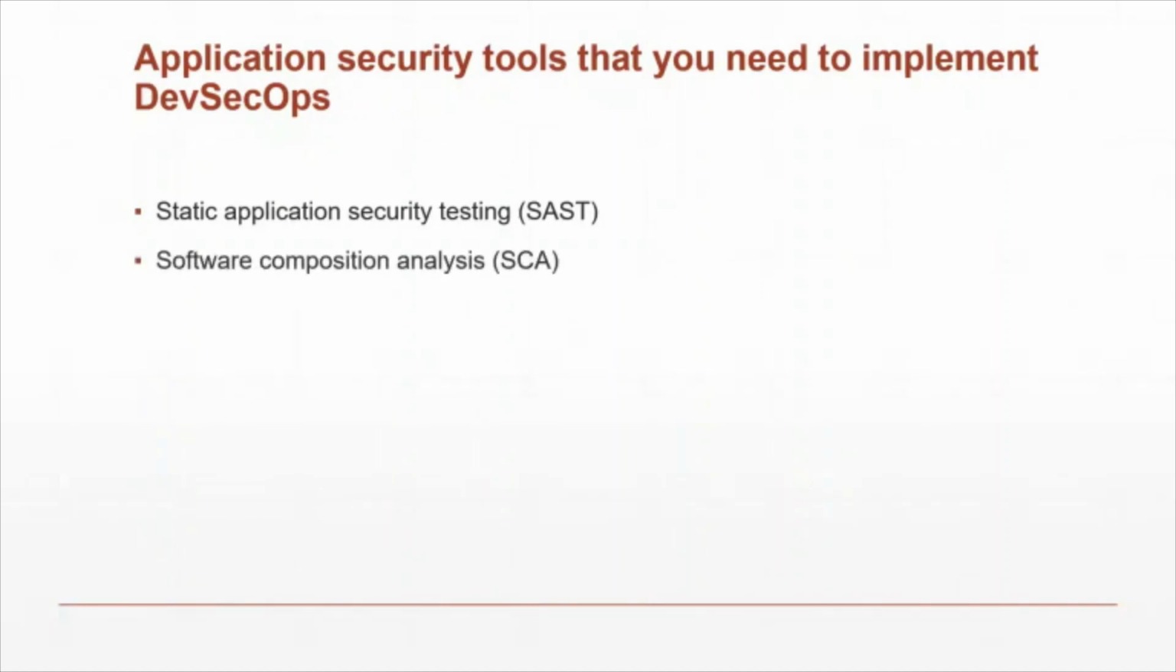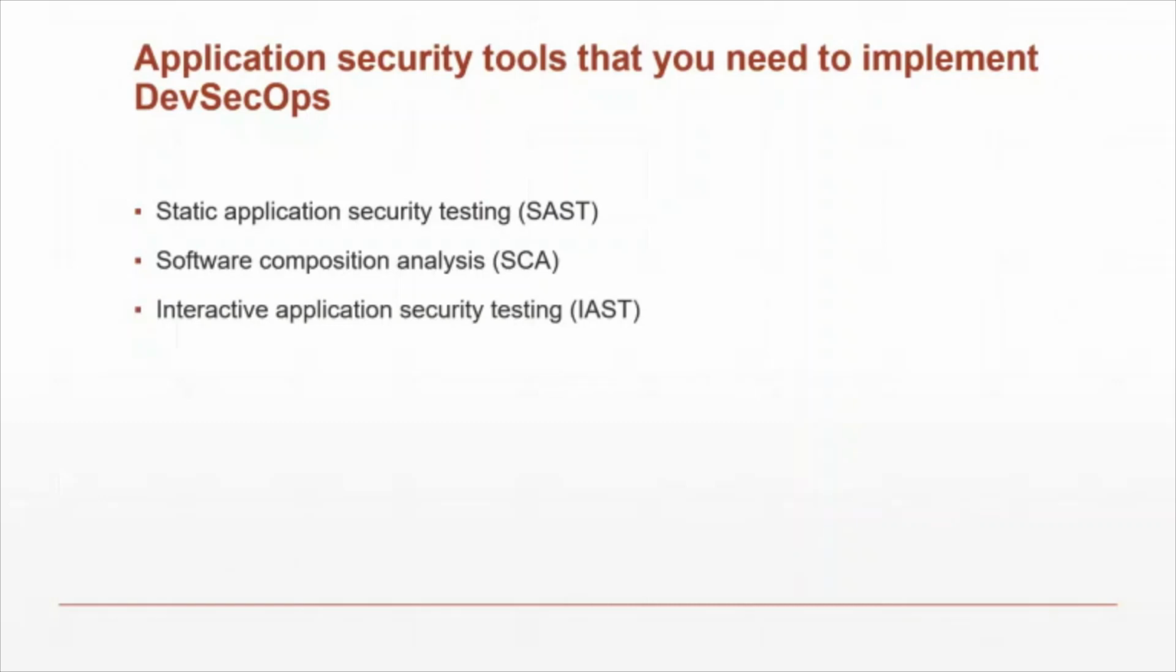Next is software composition analysis. In order to find known vulnerabilities in open source and third-party modules, SCA tools, including Black Duck, search source code and binaries. Using SCA, a development team can quickly track and analyze any open source component brought into the project.